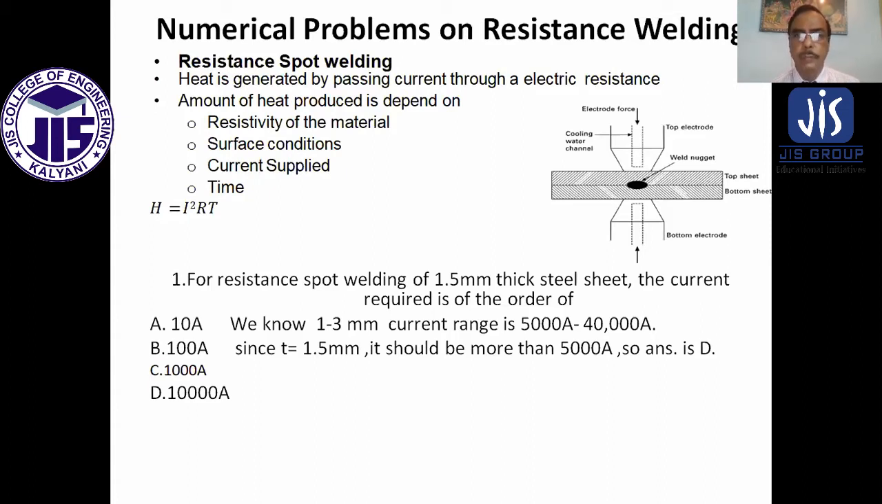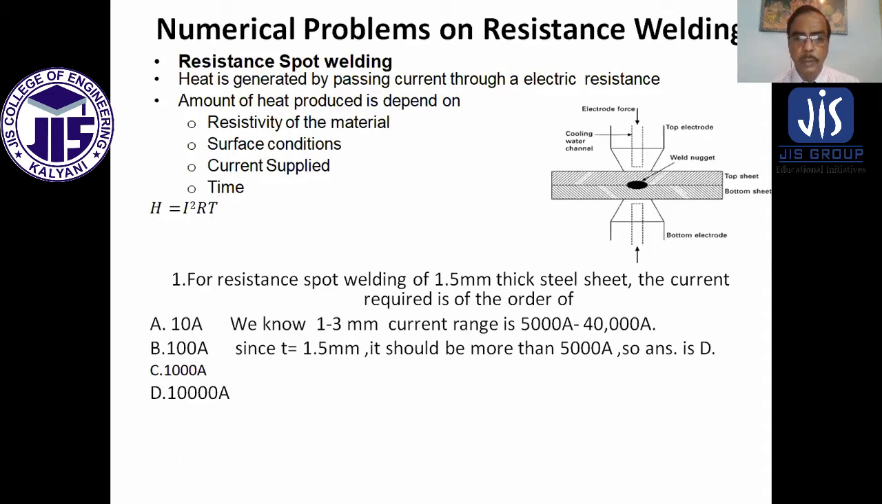and the amount of heat produced depends upon the resistivity of the material, surface condition, current supplied, and time. So we know that the heat supplied is H = I²RT, where H is the heat supplied, I is the current supplied, R is the resistivity of the material, and T is the time. Now, some numericals will be there, objective type, of course.